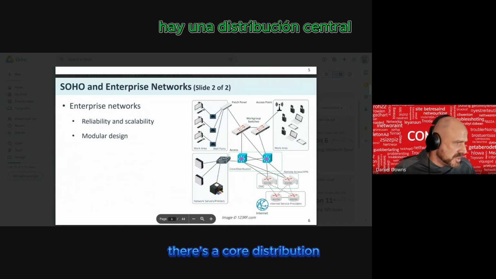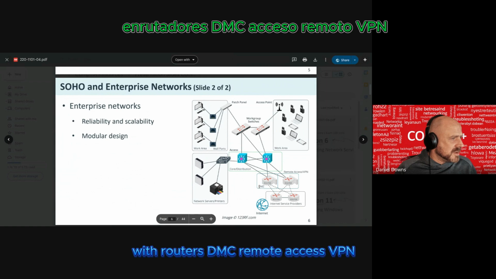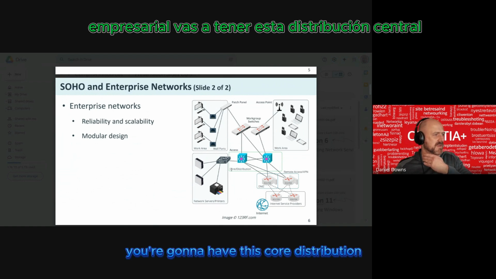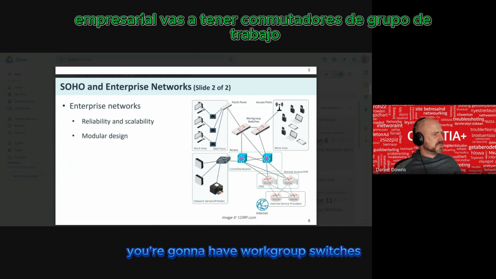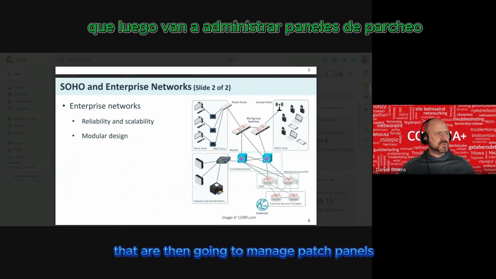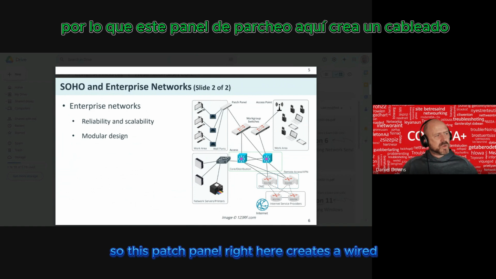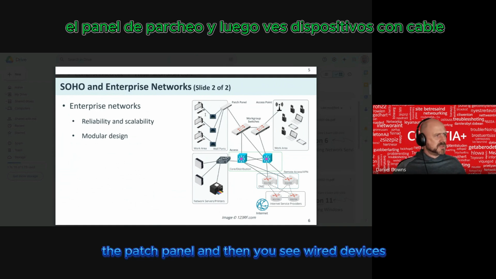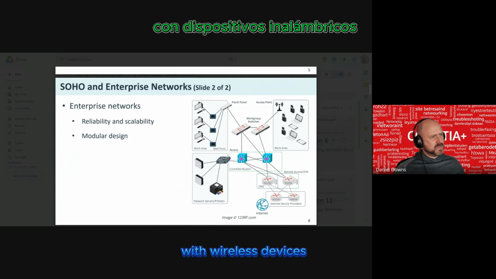There's a core distribution. And what's going to happen is, internet with internet service providers, with routers, DMZ, remote access VPN, mainly within an enterprise network, you're going to have this core distribution. This is the center of the enterprise network. You're going to have workgroup switches that are then going to manage patch panels and also other switches. So this patch panel right here creates a wired connection, there's a couple different types of connections here. You see the patch panel, and then you see wired devices. Then you see a workgroup switch with an access point with wireless devices.